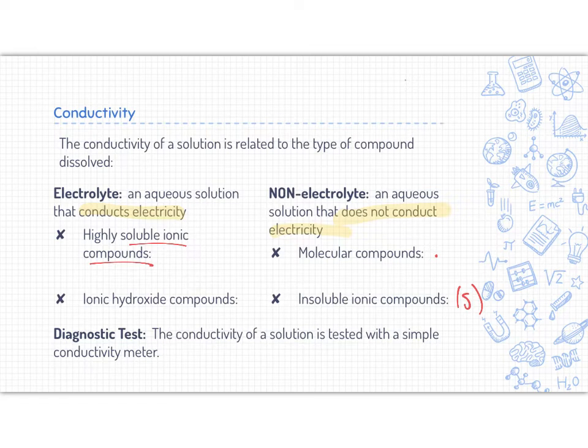The diagnostic test for this is a simple conductivity meter. It has two leads and a little light bulb on them. And if the light bulb lights up, it conducts. And if it does not light up, it does not conduct.